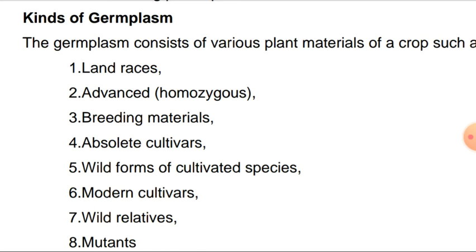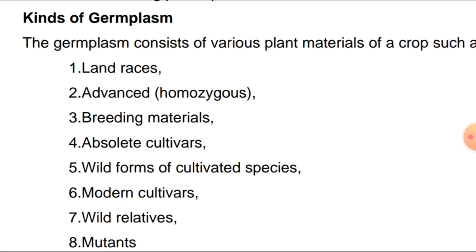Then modern cultivars or advanced cultivars, that is, the different varieties which are available in the market nowadays. These are called modern cultivars, or improved cultivars. They have high yield potential, they are uniform, and they have yield performance uniformity, but sometimes these improved varieties show less adaptability and a narrow genetic base. So with the help of crossing programs with landraces, we have to improve these characters in modern cultivars.